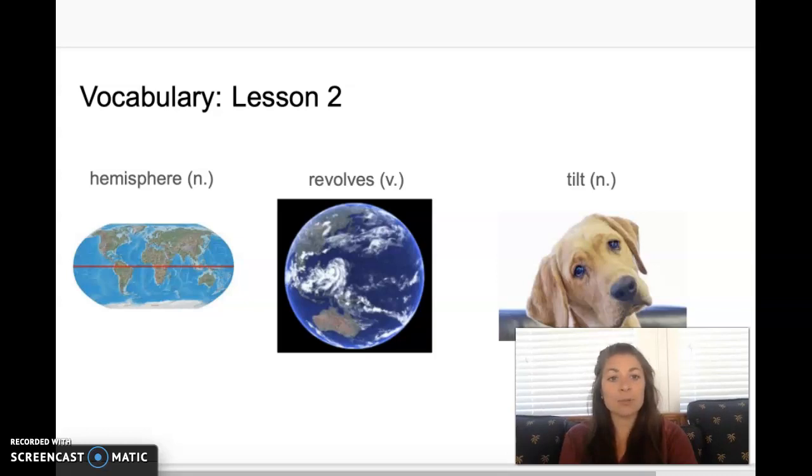Our next vocabulary word is the word revolves. Say revolves. Revolves means to move in a circular path around an object. Our last vocabulary word is the word tilt. Say tilt. Tilt means to slant or to place at an angle.